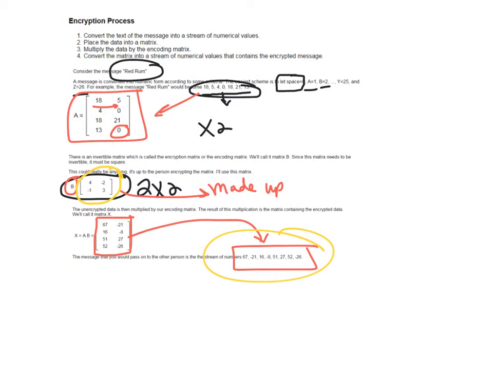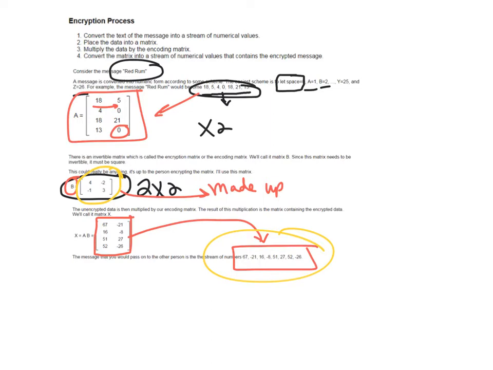This is how they used to send messages during war. Not necessarily the same kind of matrix, but someone came up with this method because it's a really good way to encode, especially if people don't know how to do it, which is nice.